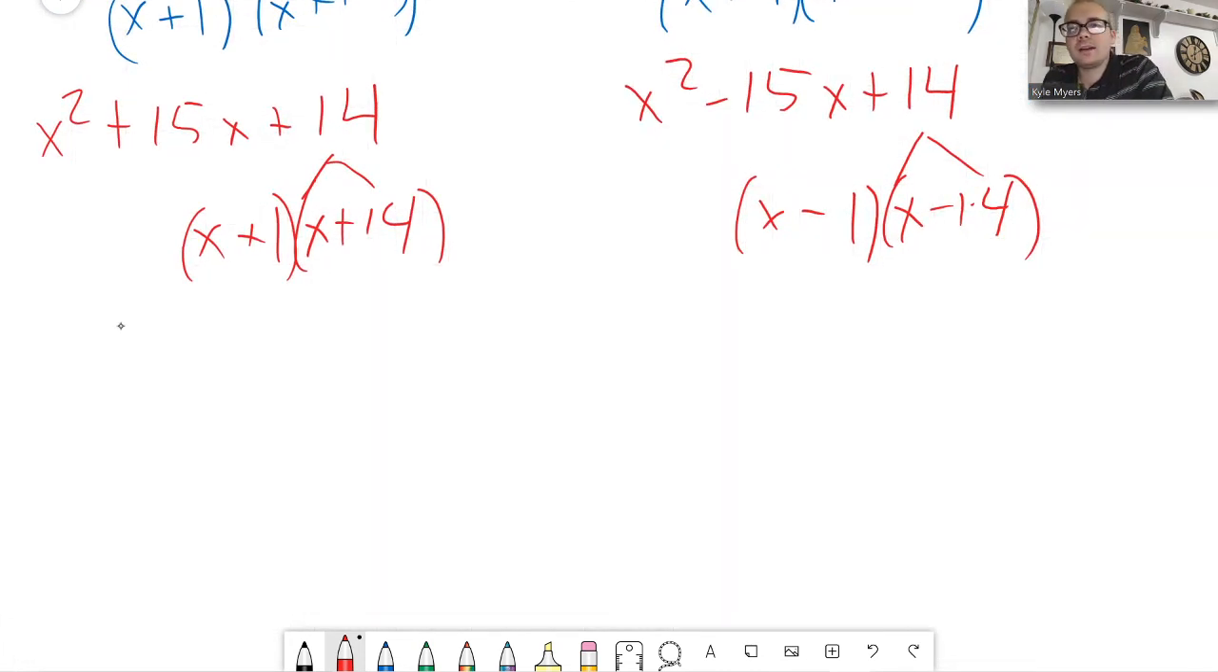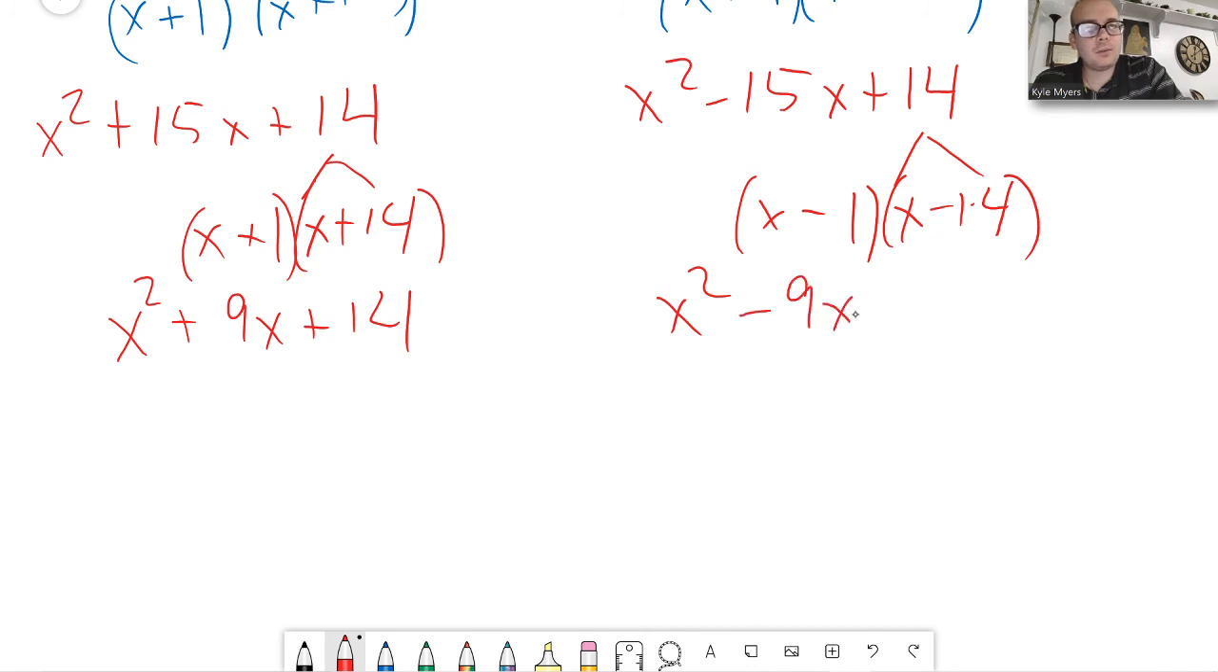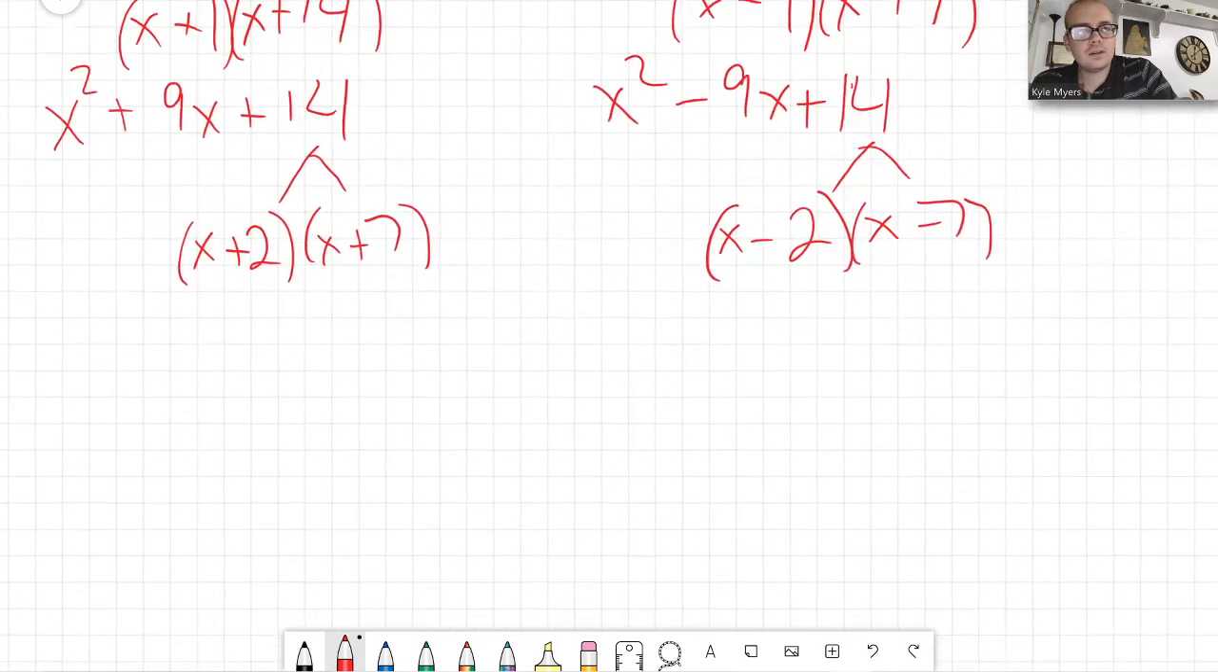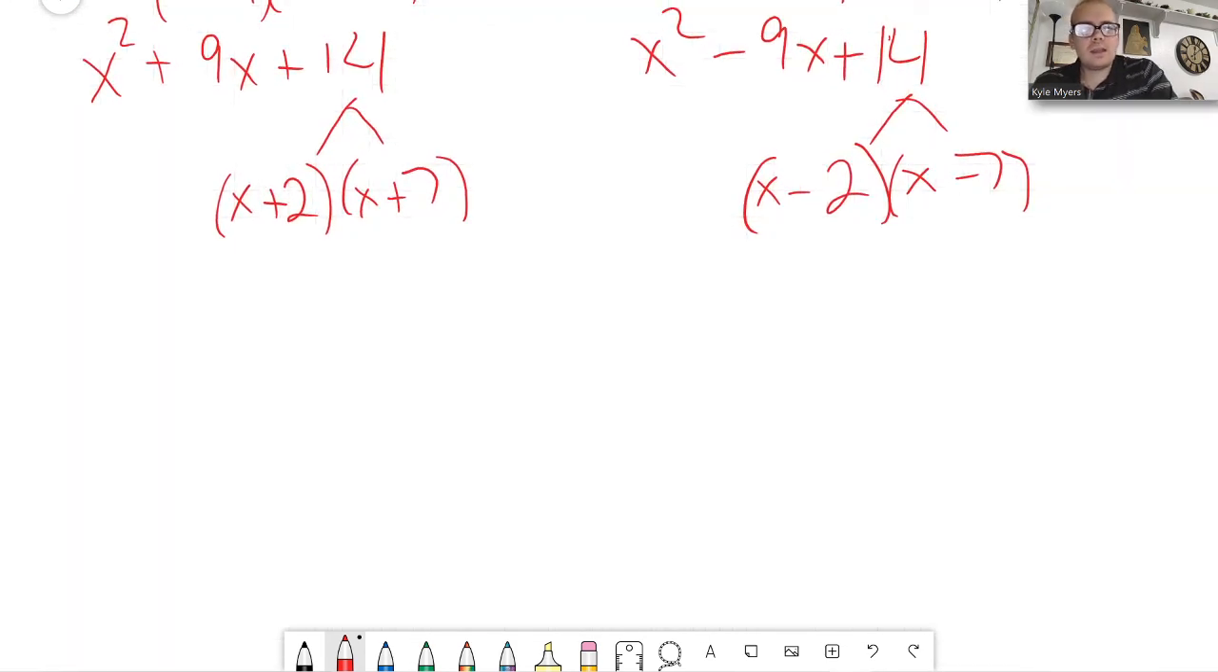And 14 has two other factors. Two other, individual factors. Anyways, you know what I mean. It's 2 and 7. So we'd have x squared plus 9x plus 14, x squared minus 9x plus 14. Get my minuses and my pluses all mixed up here. There we go. Okay. So 2 and 7 minus. 2 and 7 plus and plus. And that's it for 14.